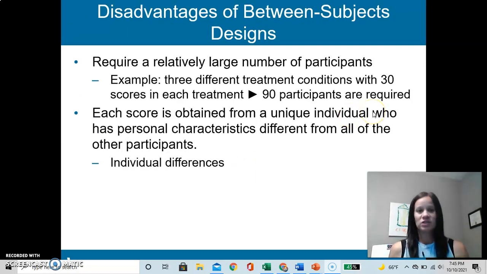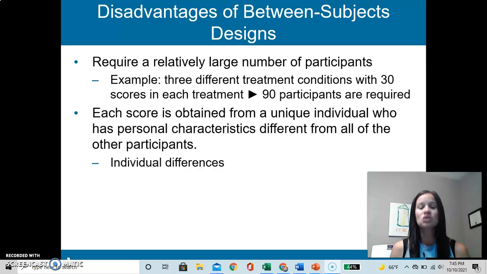But some disadvantages. The one big one is that you need large sample sizes. Because let's say that we have three conditions. We have a high motivation group, a medium motivation group, and a low motivation group, or no motivation group. We need the same amount of people in every condition. And when you're doing a study, you need a good solid number of participants. So let's say that we want 30 participants in each condition. That means you need 30, 60, 90 participants. So you have to recruit quite a lot of participants.